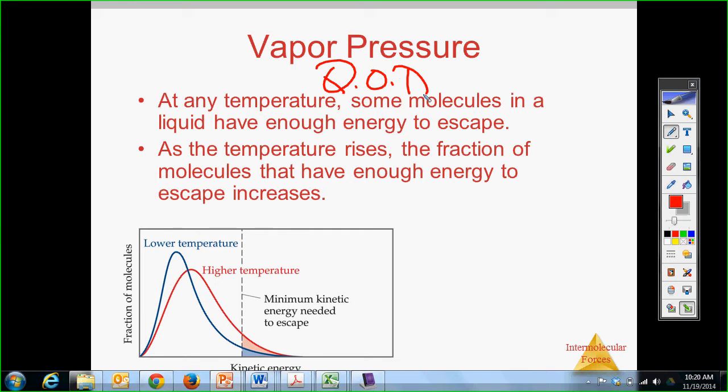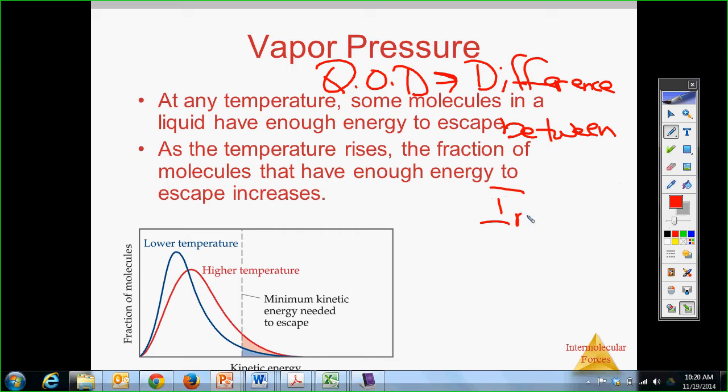So that brings me to my QOD, question of the day: what is the difference between intra and inter molecular forces? So, what do you think?